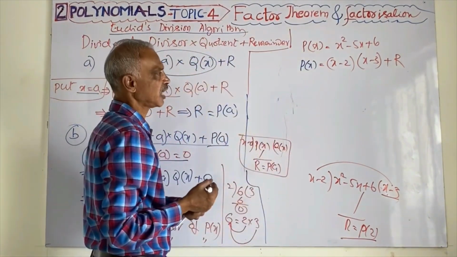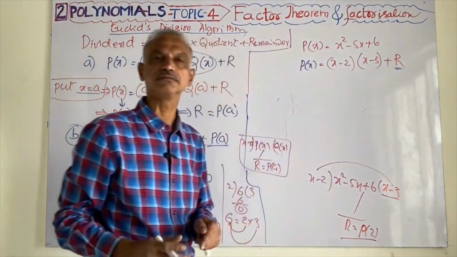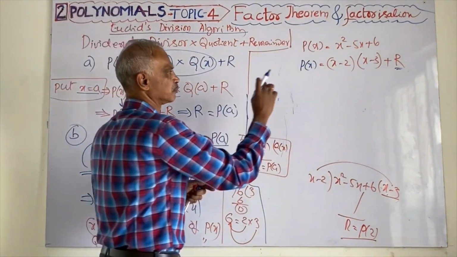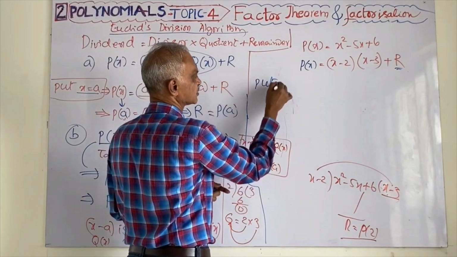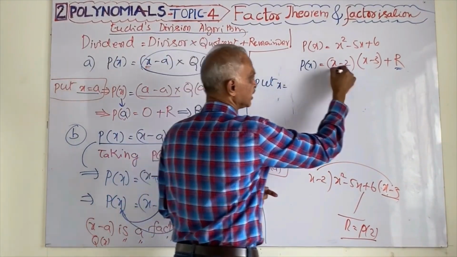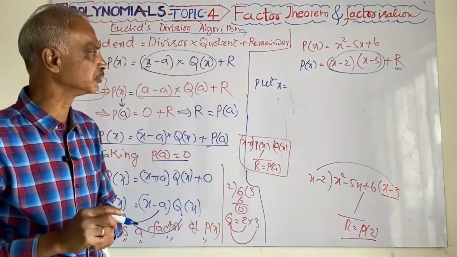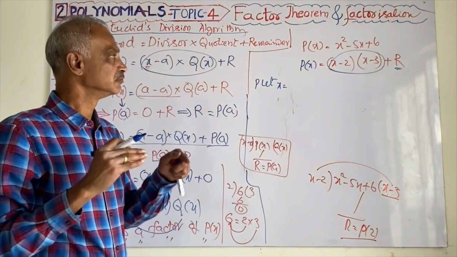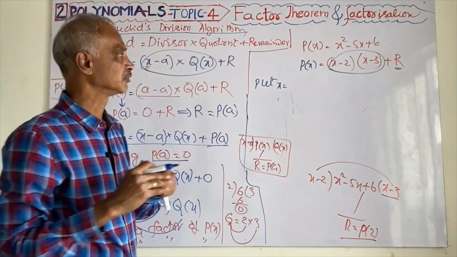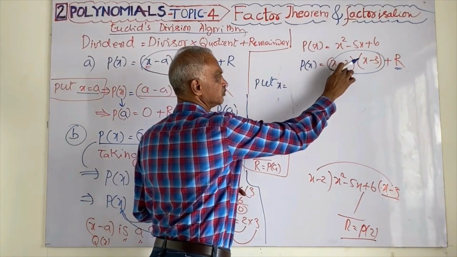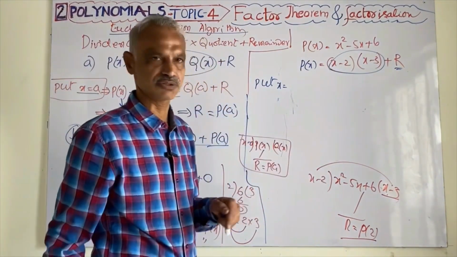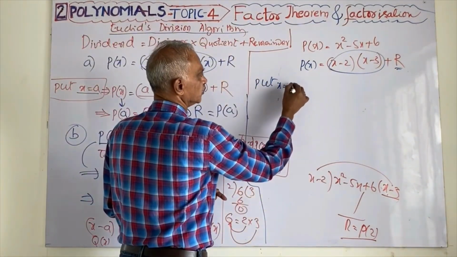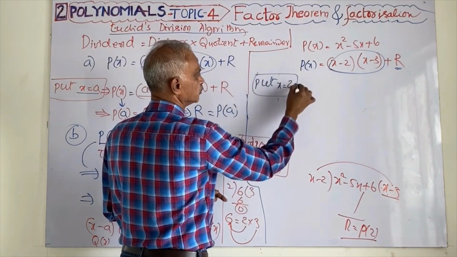Now I want to find the remainder. Remainder is in the form of P of 2. I have to show. See, put x is equal to, I want to make it 0. To find the remainder, I have to make it 0. How to make it 0? Put x is equal to 2. 2 minus 2, 0. 0 into x minus 3, 0. 0 plus remainder, you will get remainder. You have to put x is equal to 2 in this.